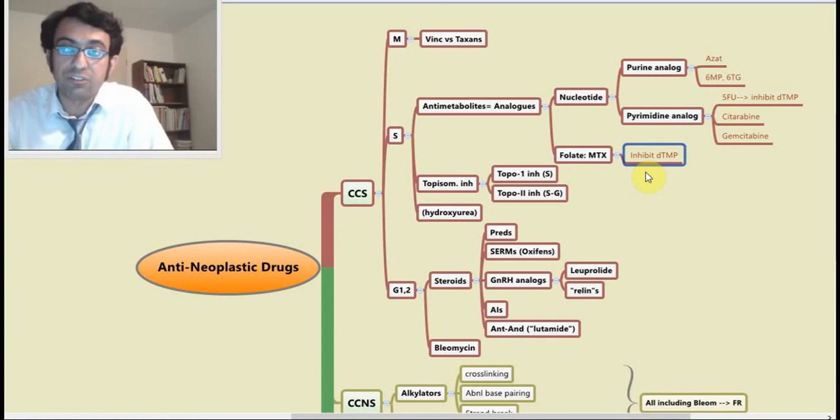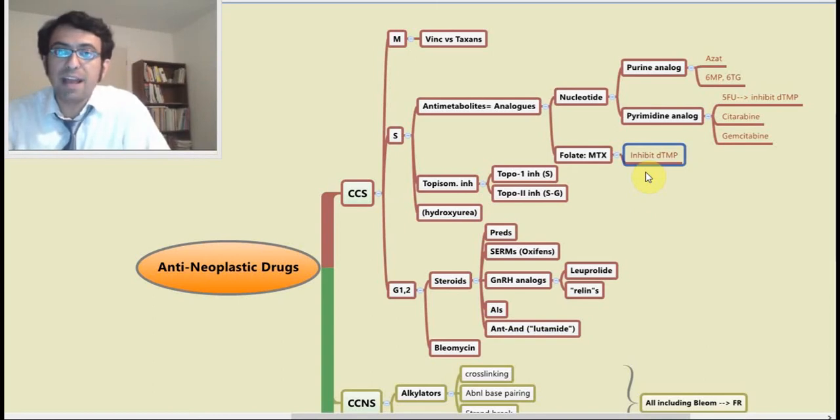acid. Okay, pyrimidine analogs. Now we are talking about nucleotide analogs that are subdivided into two groups of pyrimidine and purine analogs. Pyrimidine analogs, we have talked about one of them, which is 5-FU that inhibits dTMP. The other ones are the ones that have CYT in their names for cytidine or cytosine. It includes cytarabine and gemcitabine. Okay, this way you remember they are pyrimidine. And purine analogs include azathioprine, which is a thiol drug, as the name indicates, and also 6-mercaptopurine and 6-thioguanine.